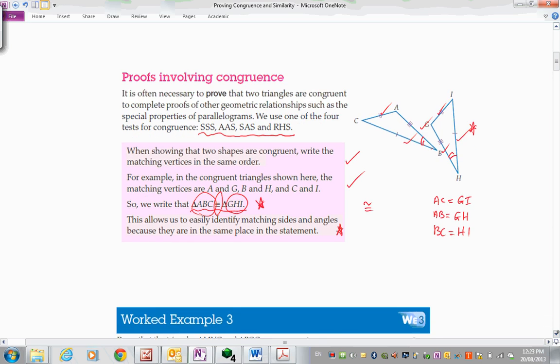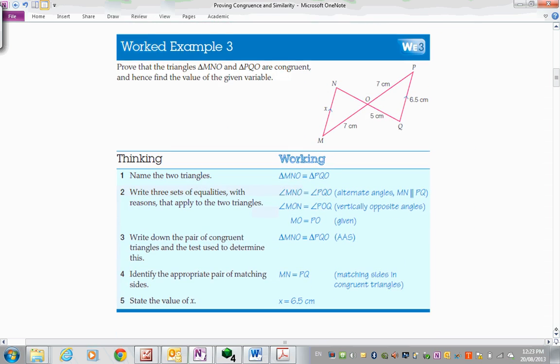Let's have a look at an example from Pearson's here. Prove that these two triangles are congruent. Let's look at it. Name the triangles, MNO and PQO. I generally don't suggest people put that immediately. That's what you're trying to show. So I prefer that you put in triangles MNO and PQO, then do the proof.